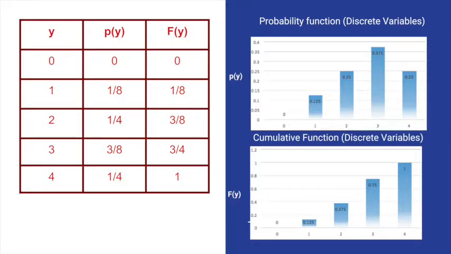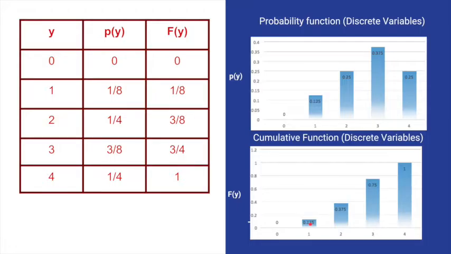Cumulative function. In order to build this type of function, we just need to add the probabilities. First, we start at 0, that is represented at this point. Then we add 1/8 plus 0, it will give us 1/8. It is this value over here.